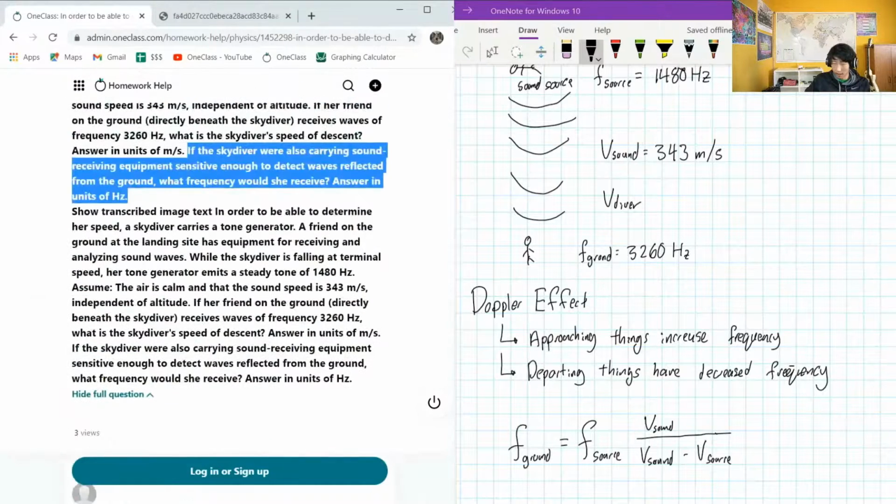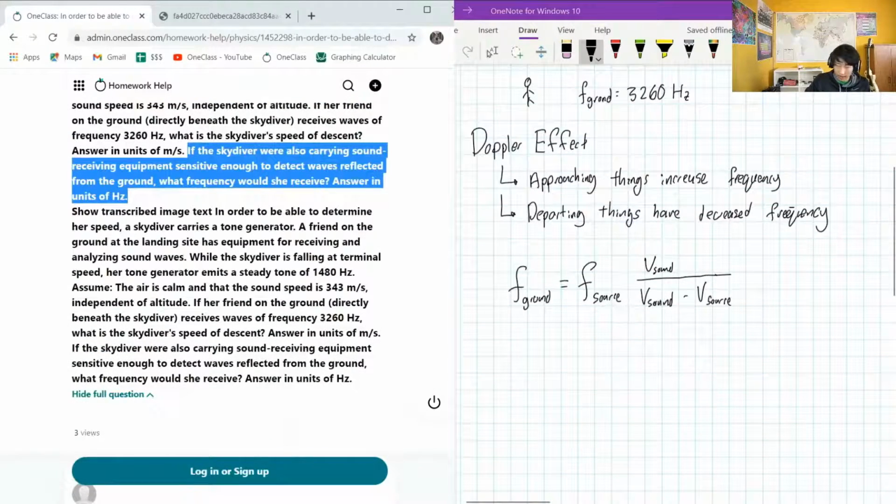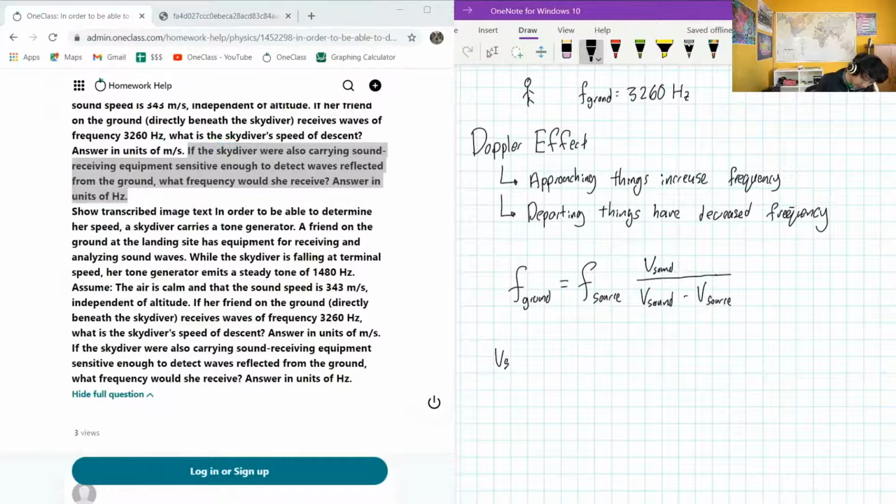Okay, so here we want to isolate V source. To do that, we bring it to the other side by multiplying both sides by it. So we have V sound minus V source, and we divide both sides by F ground, so that will be F source over F ground times V sound.